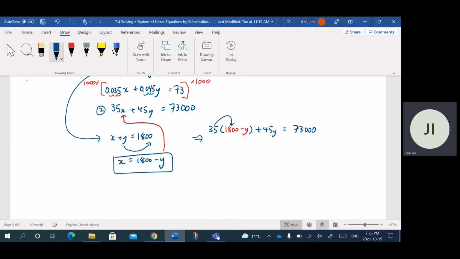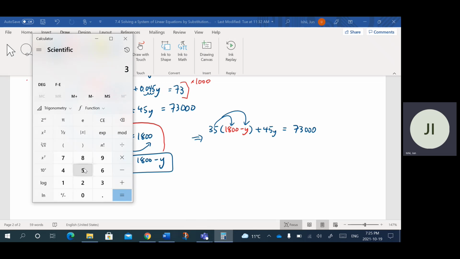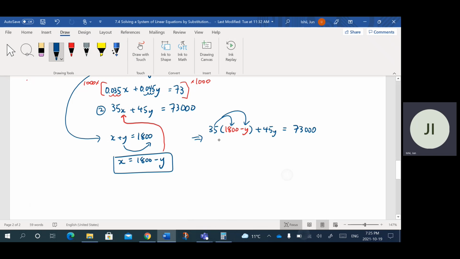All right, so I'm going to multiply the 35 in. To do that, I'm going to need a calculator. So 35 times 1800. All right, so we have 63,000. So this is 63,000 minus, okay, so 35 times negative y is negative 35y. We have plus 45y equals 73,000.